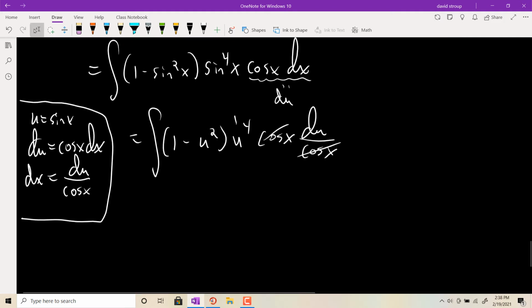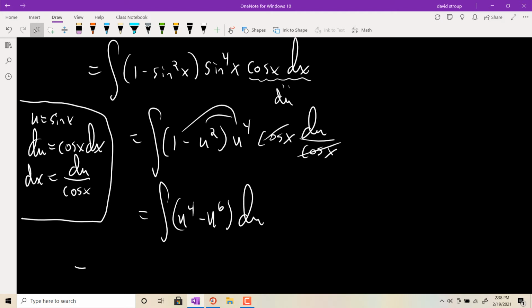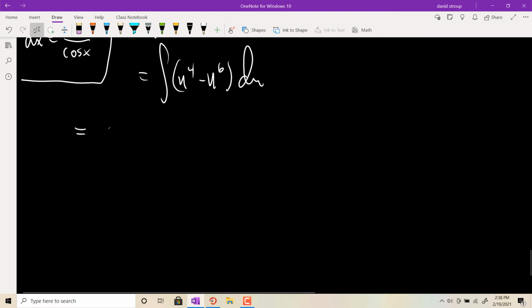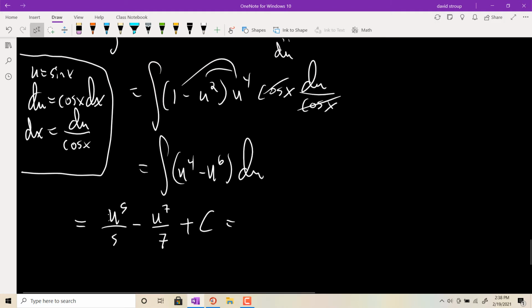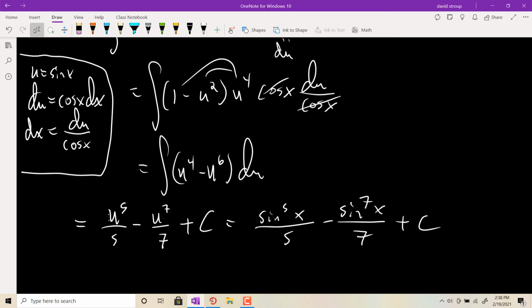Okay, let's go ahead and distribute the u to the fourth. Get the integral of u to the fourth minus u to the sixth du. And then we can easily integrate that. U to the fifth all over 5 minus u to the seventh all over 7 plus your integration constant. And this time we end up with a polynomial in terms of sines. Okay? So sine to the fifth x over 5 minus sine to the seventh x over 7 plus c.